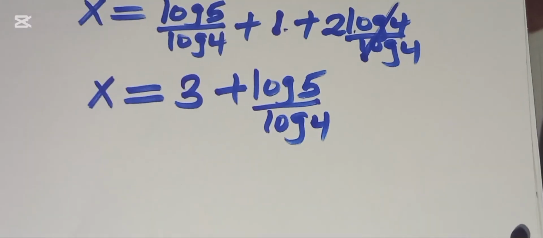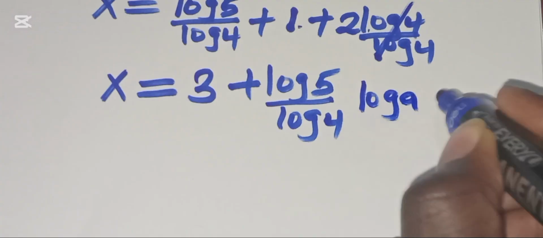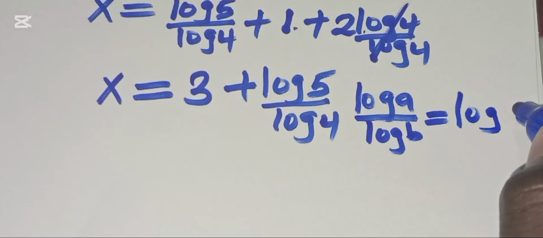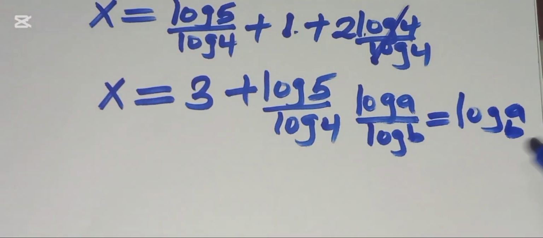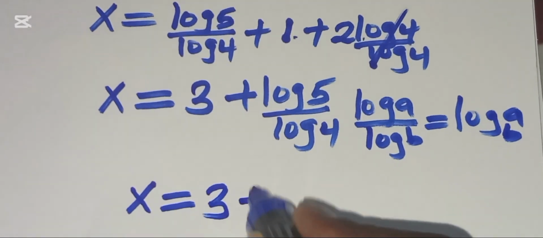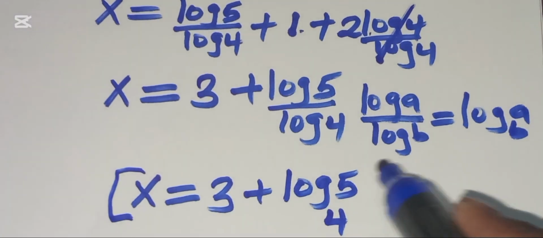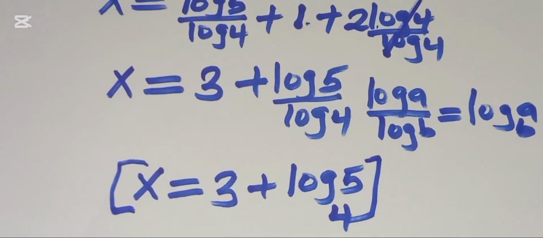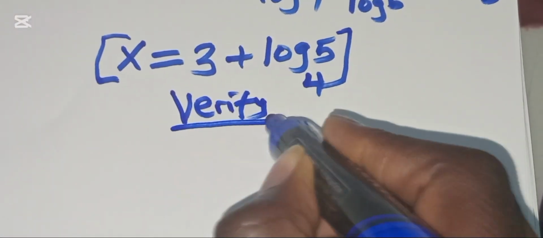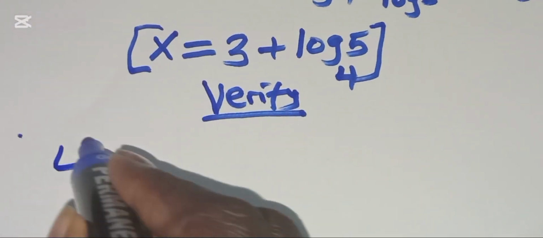Okay, log 5 divided by log 4, this is in the form of log a divided by log b, which can be expressed as log a to base b. So let's apply this property. We are going to have x is equal to 3 plus log 5 to base 4. Now this is the value of x. Okay, this is our value of x. So let's verify if this value of x satisfies the equation.